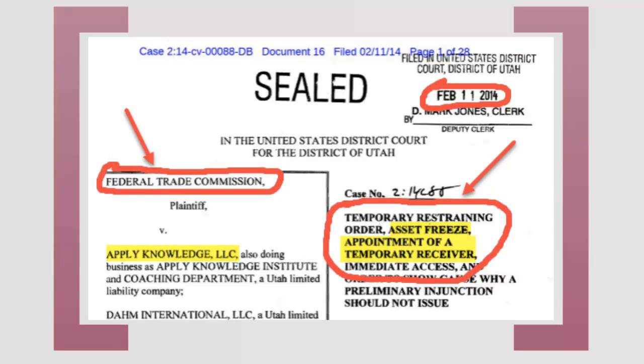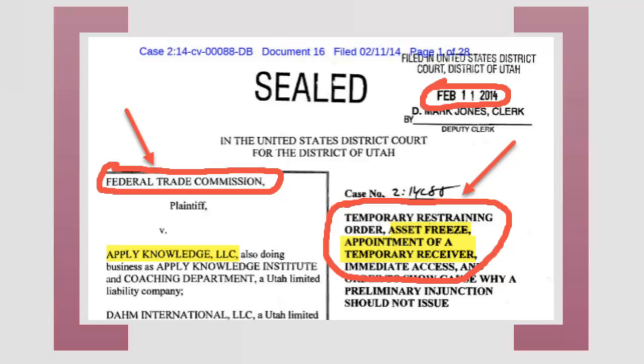This is a clip from the top part of a complaint filed by the Federal Trade Commission against an online business known as Apply Knowledge. And you can see that in the left column here. But in the right column, what you see should make the hair on the back of your neck stand up, because when this was filed and this order was signed by the federal judge in the U.S. District Court of District of Utah, essentially Apply Knowledge was shut down. And you can see in the right column, temporary restraining order, asset freeze, appointment of a receiver who's supposed to go in and replace the business owners and take over the business. So if this isn't a life-changing event, I don't know what is.